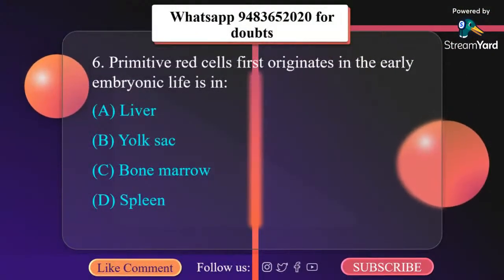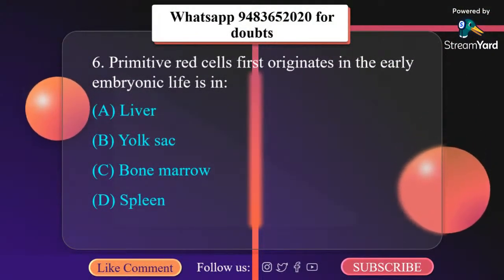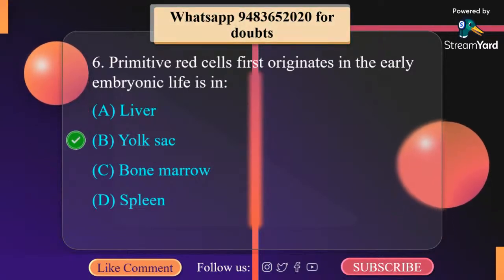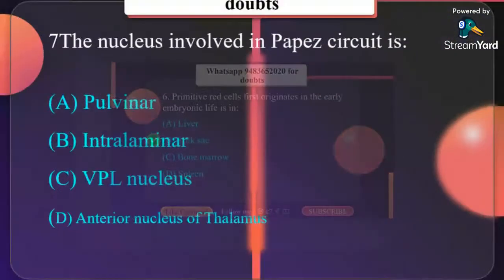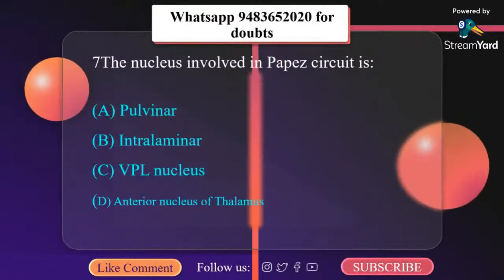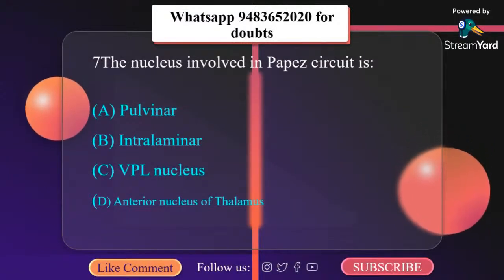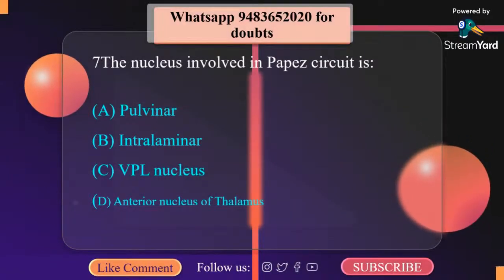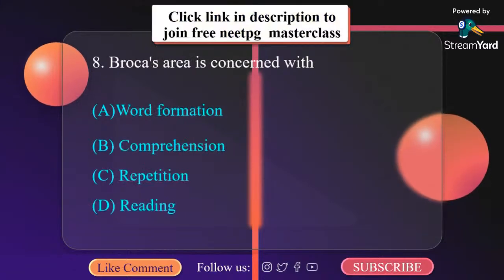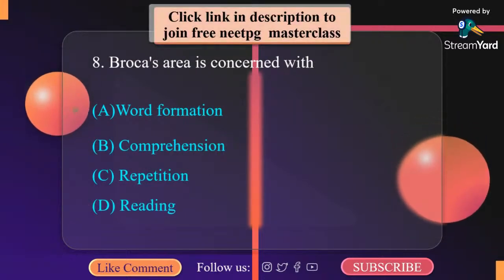Primitive red cells first originate in the early embryonic life in A. Liver, B. Yolk sac, C. Bone marrow, D. Spleen. It is yolk sac. The nucleus involved in Papez circuit is A. Pulvinar, B. Intralaminar, C. VPL nucleus, D. Anterior nucleus of thalamus. Broca's area is concerned with A. Word formation.